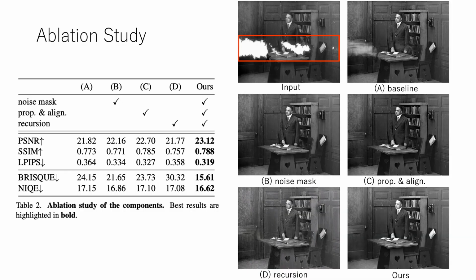The ablation study showed that B, the noise mask, and C, propagation and alignment, contributed to the performance improvement. However, the incorporation of the recursive architecture in isolation appeared to have a detrimental effect. This suggests that without the foundational accuracy provided by other components, errors in the output frames may be amplified after multiple recursions. The best result is obtained by combining all the components.